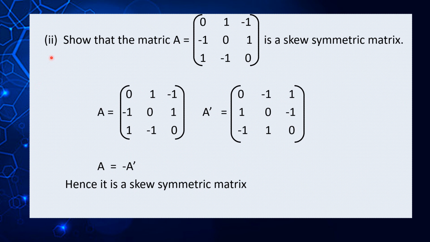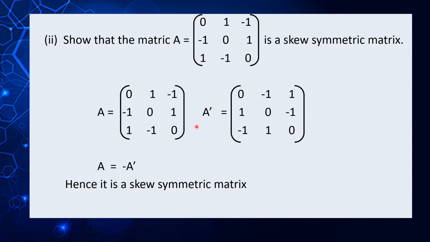Now the second part of the question is to show that A, which is equal to [0, 1, -1; -1, 0, 1; 1, -1, 0], is a skew symmetric matrix. Now write down the given A matrix.